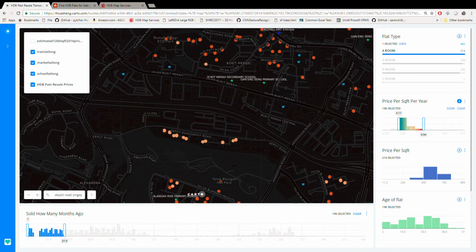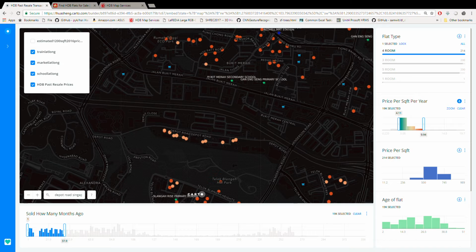If you go through PropertyGuru, there are so many listings, and each listing has its own floor and its own listing price. Then each HDB has a different age, and if you go to HDB map services, you have to click on each block to see the HDB price.